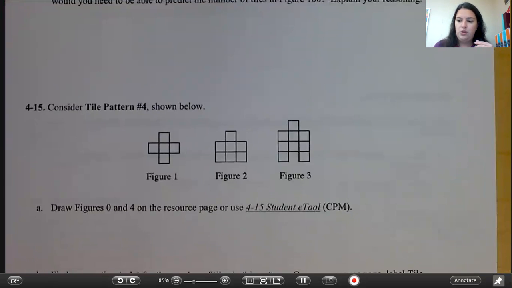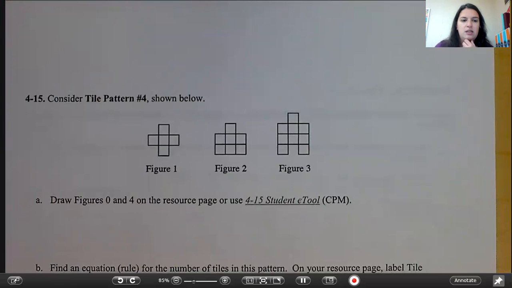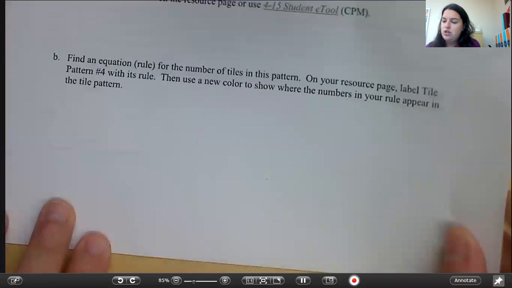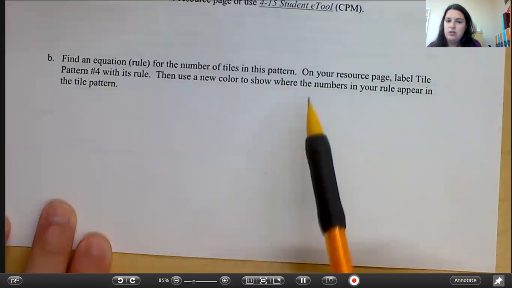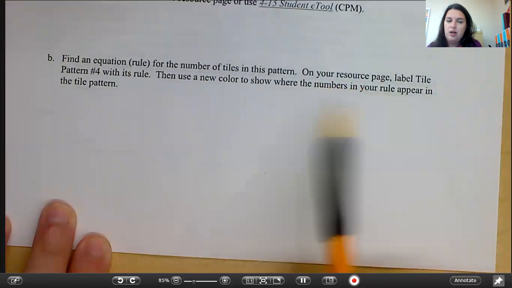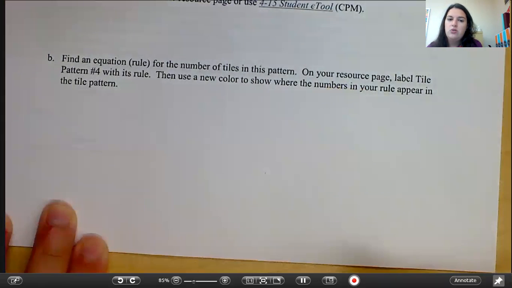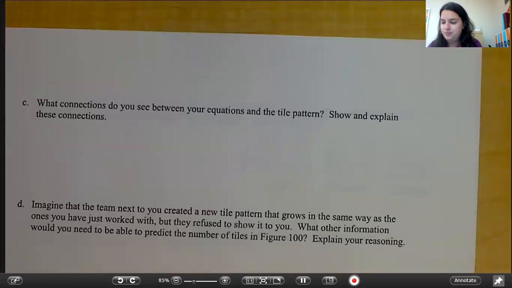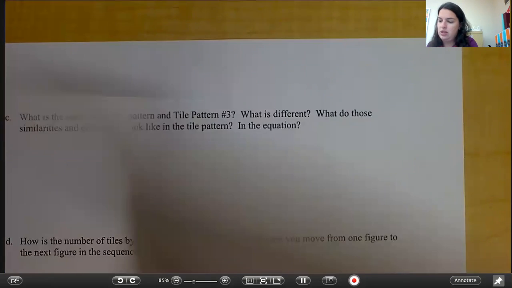If you're back with me, we're on problem 415. It says consider tile pattern number 4 shown below. Draw figures 0 and 4 on the resource page. Part B says, find an equation or a rule for the number of tiles in the pattern. On the resource page, label tile pattern number 4 with its rule, then use a new color to show where the numbers in your rule appear in the tile pattern. So you'll kind of do the same thing that you've been doing.